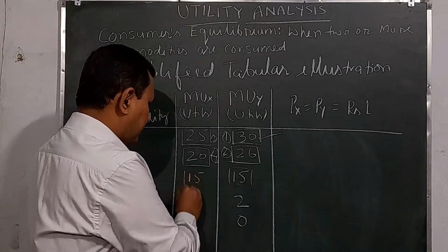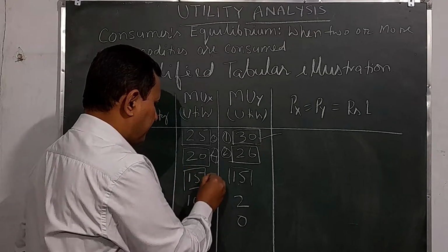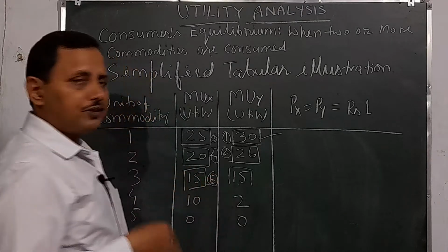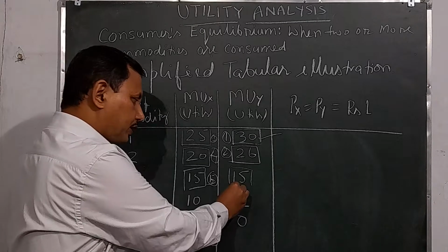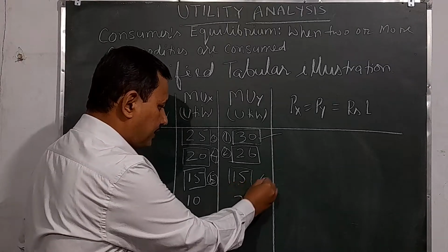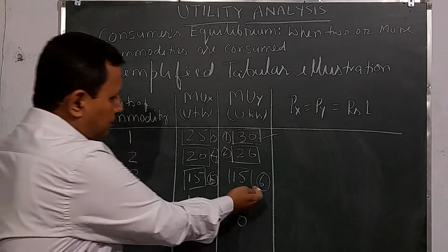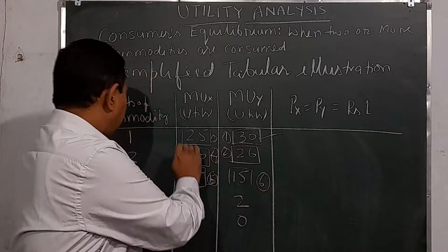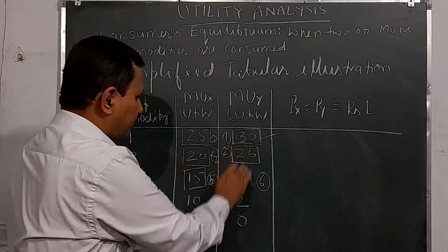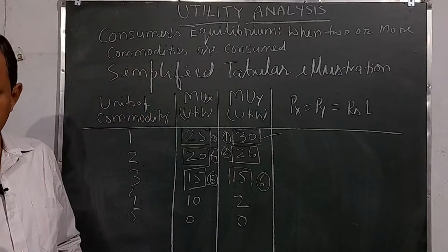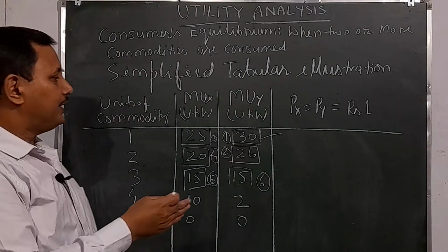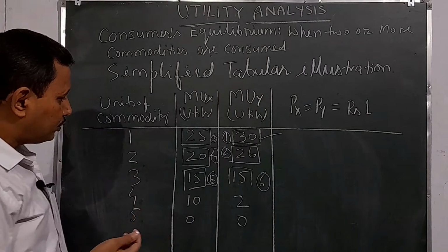Say he consumes this one for the fifth rupee. For 6 rupees, again utility is maximum here, so for the sixth rupee he will consume here only. If he has only 6 rupees, he will consume 3 units of commodity X and 3 units of commodity Y. Clear?